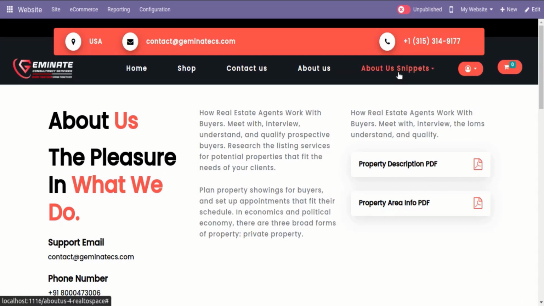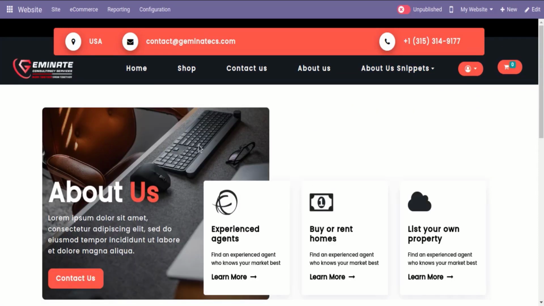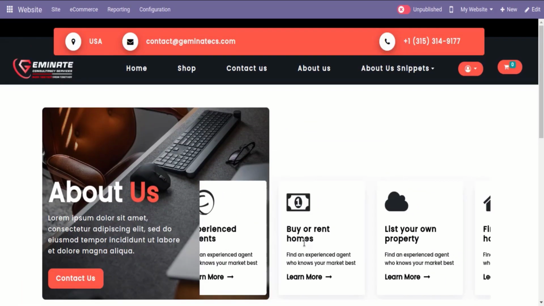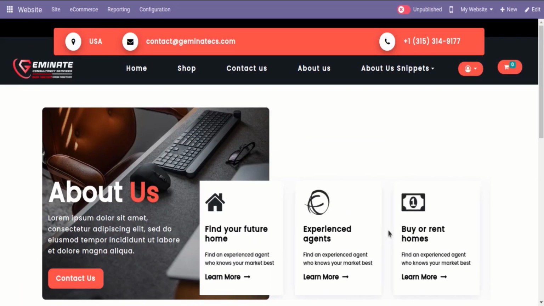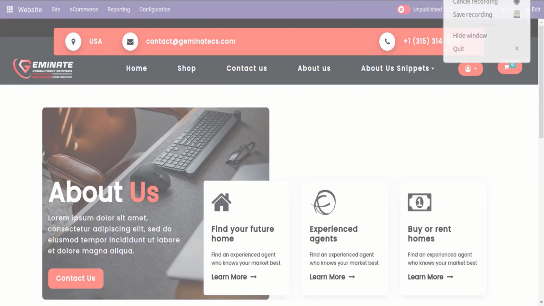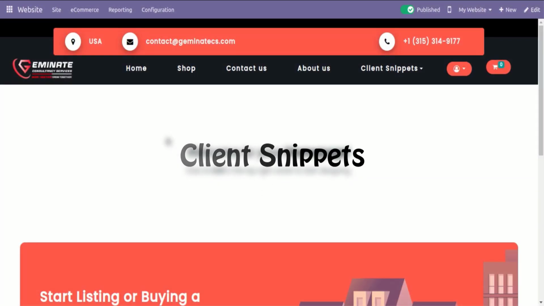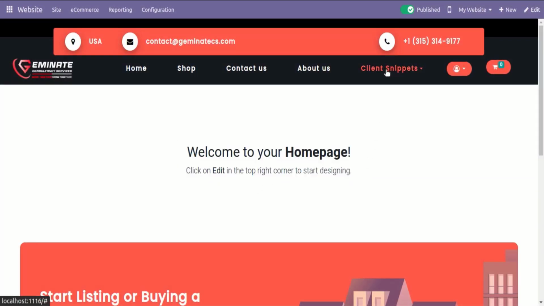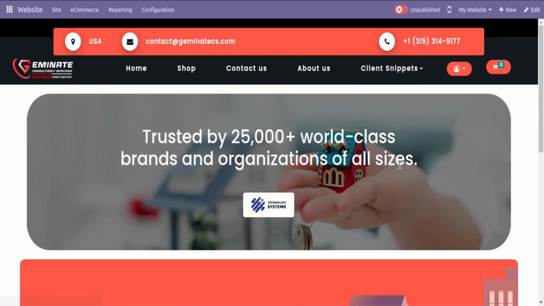Let's go to the next snippet of the About Us. Let's take a look at About Us 5 Snippet's attractive design. Let's go to the Client Snippets. Let's take a look at Client 1 Snippet's attractive design.